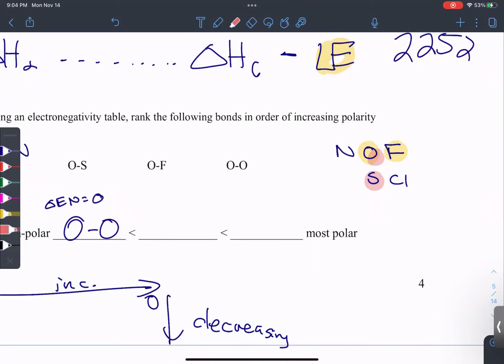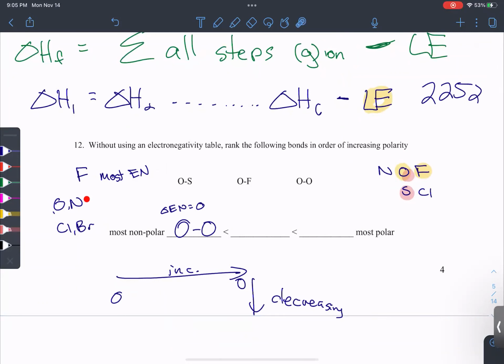But there are some trends, and I'm trying to get the wheels in my head to turn to solve this. We need to figure out which pair is going to have the larger difference. The trick is to think about relative electronegativities. Fluorine is the most electronegative, but oxygen, nitrogen, chlorine, and bromine are also fairly high. Since oxygen is fairly high and fluorine is the highest, won't the difference for OF be pretty small, smaller than OS? Oxygen is fairly electronegative, but sulfur isn't. So OS is going to be the most polar, and OF is not as polar, because oxygen and fluorine are very highly electronegative.